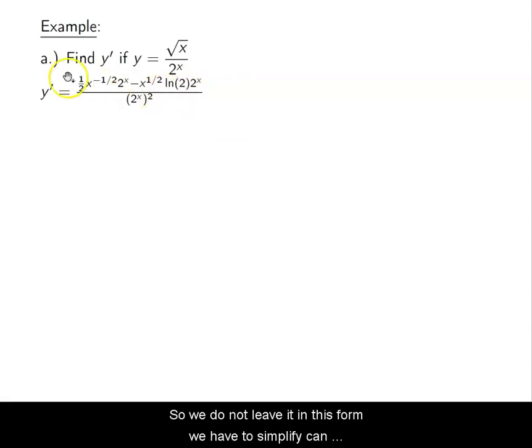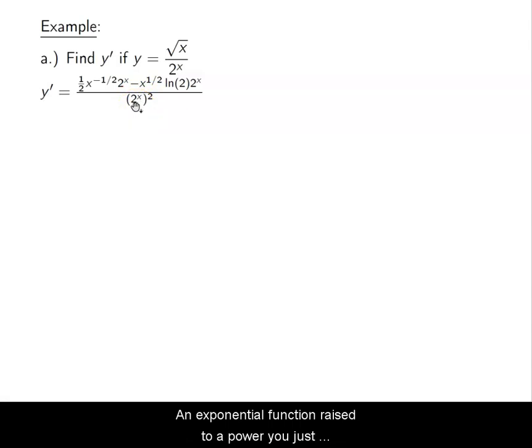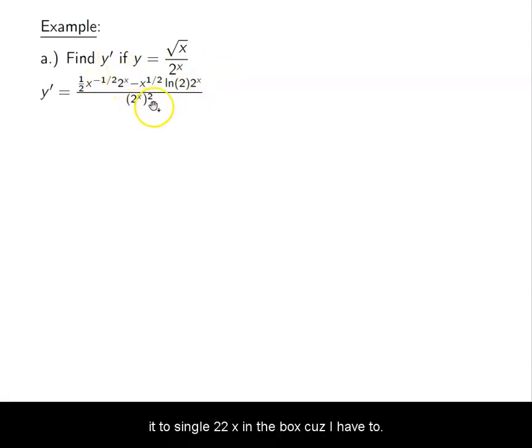So we do not leave it in this form. We have to simplify. We always simplify. So we know this 2 to the x squared is going to turn into 2 to the 2x, because that's what happens when you have an exponential function raised to a power. You just multiply those powers. As far as what's going on here, I have a common 2 to the x. Actually, if you notice, I have a common 2 to the x in the numerator in each term and one in the denominator. So I can just cancel all of those and just leave a single 2 to the x in the bottom, because I have two of them, right?